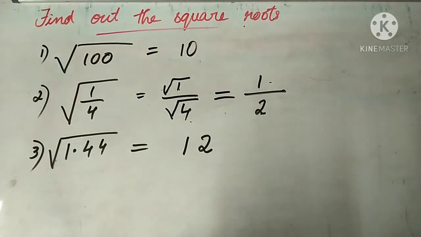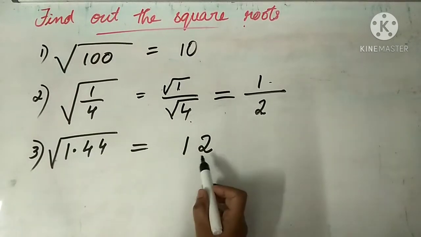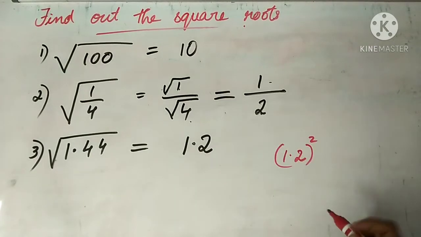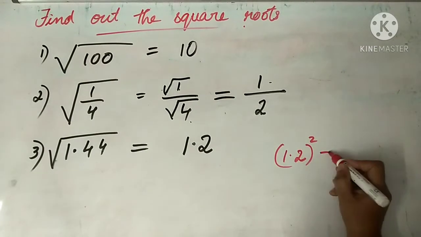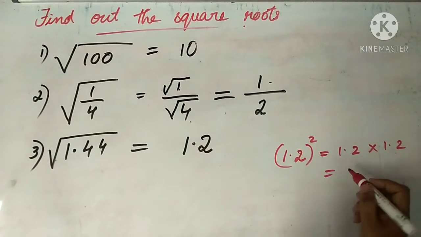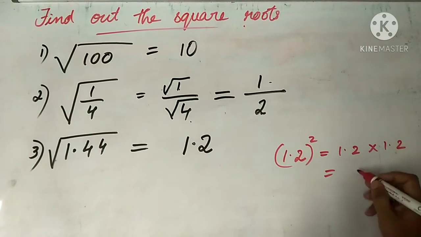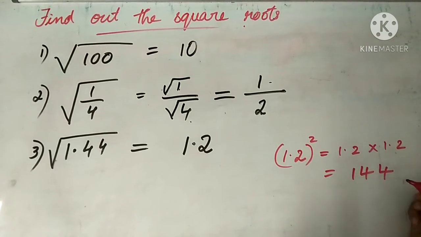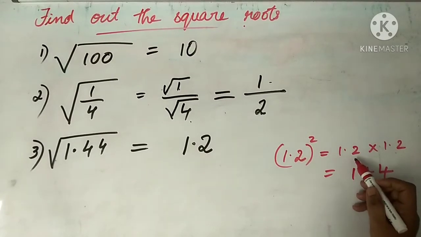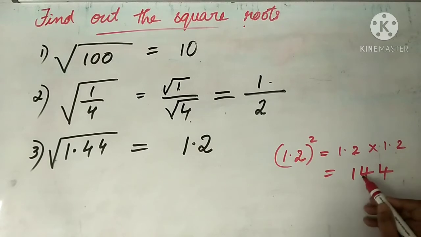Isn't it? 1 plus 1 is 2. So here we have to put the decimal point after one number, because when we take the square of 1.2, that means 1.2 into 1.2. That is equal to, we will multiply 12 into 12 and we get 144. There we will put the decimal point. We will count the number of numbers after the decimal point. 1, 2. So after 2 numbers, we will put the decimal point, isn't it?